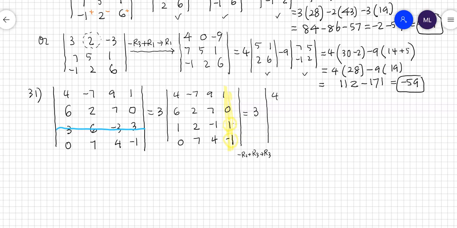So 4, -791 doesn't change, 6270 doesn't change, this one changed, row 3. So -4, so it's going to be -3. So this is +7, so it's going to be 9. So we get a -9, so it's going to be -10, -110. Okay.